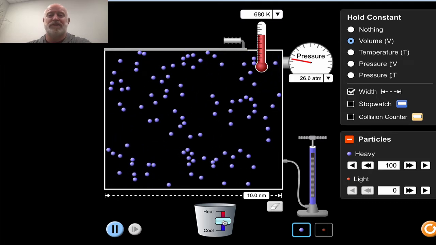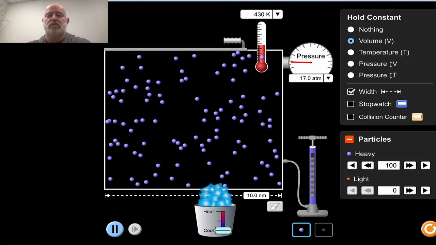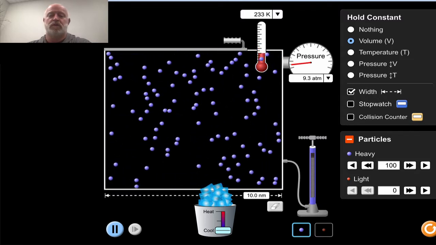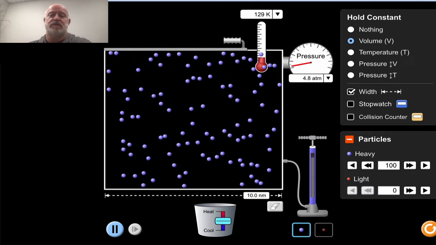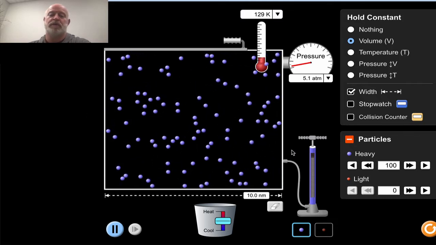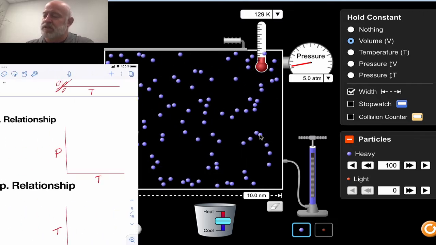This is the reason why we say don't run in the halls, right? Now, if I cool them down, they move slower. And as they're moving slower and slower, there's fewer times that they're going to collide with that wall. Fewer collisions means less pressure, okay? Because we're not changing the space or how many particles are here. Again, we have a direct relationship.